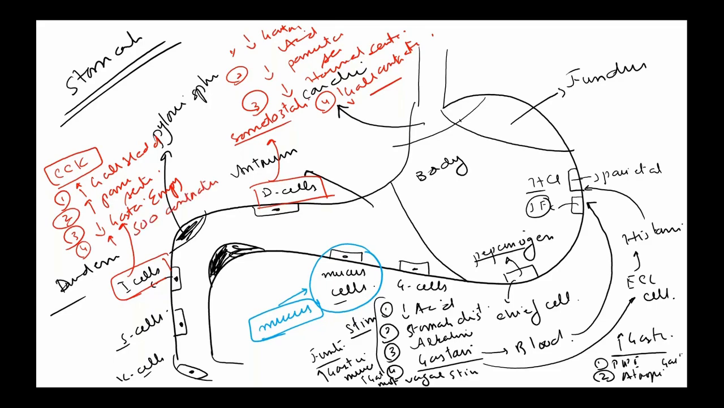Again, function of the cholecystokinin is released from the I cells, increase gallbladder contraction, increase pancreatic secretion, decrease gastric emptying to digest the food, and then increase sphincter of Oddi contraction. Cholecystokinin is increased by fatty food.